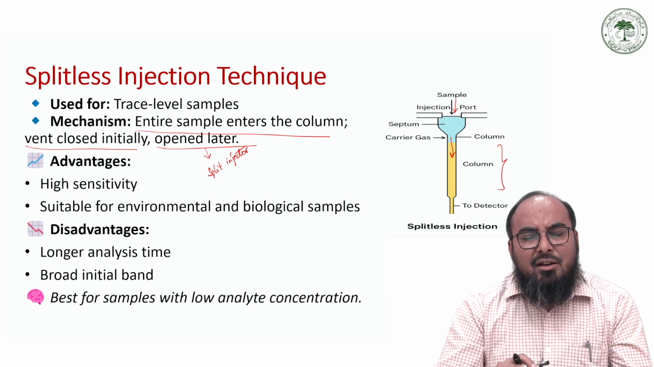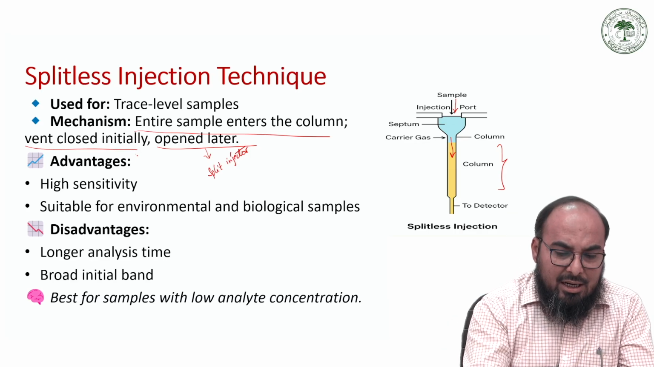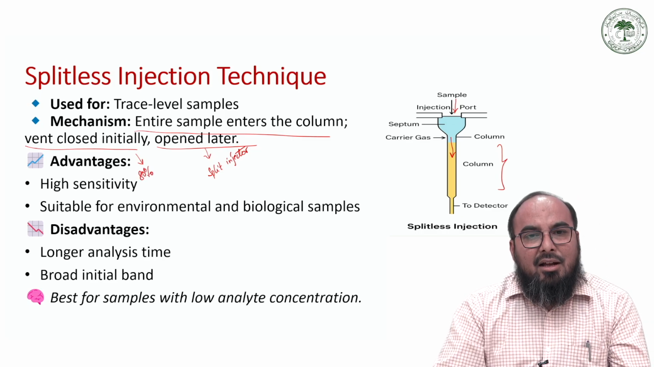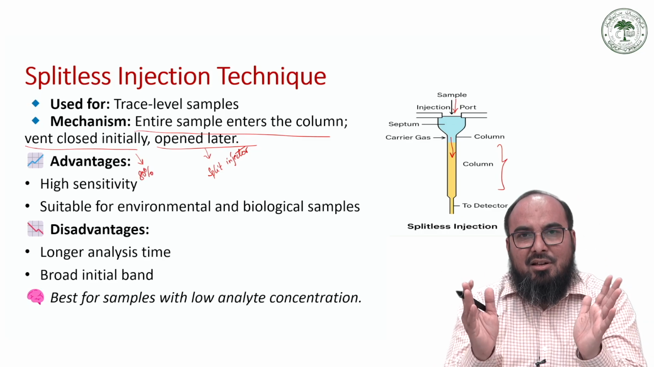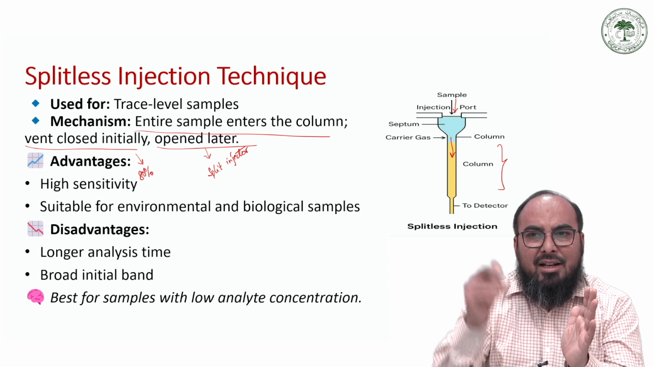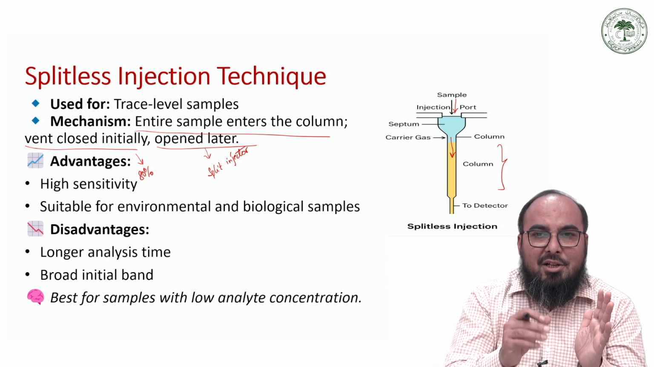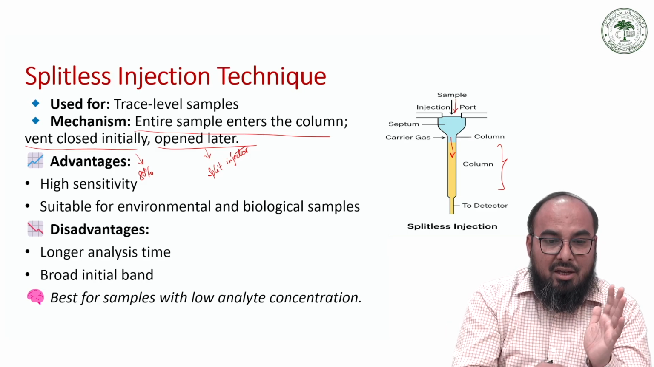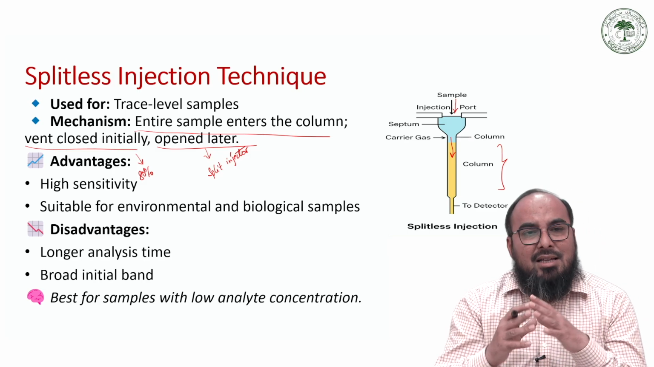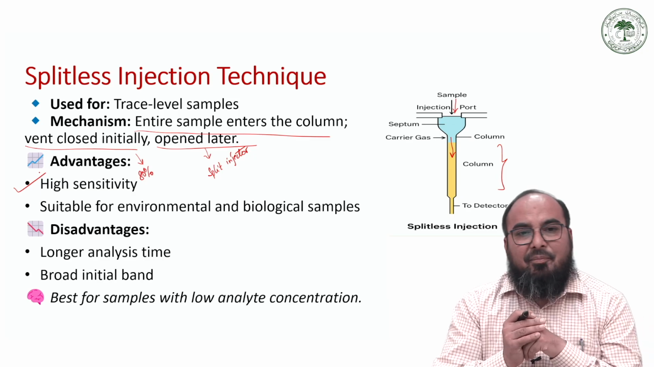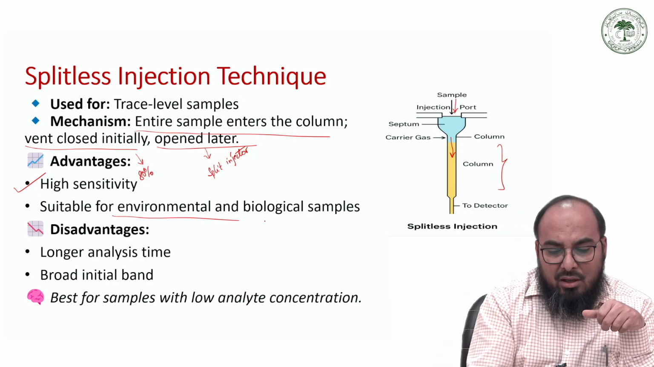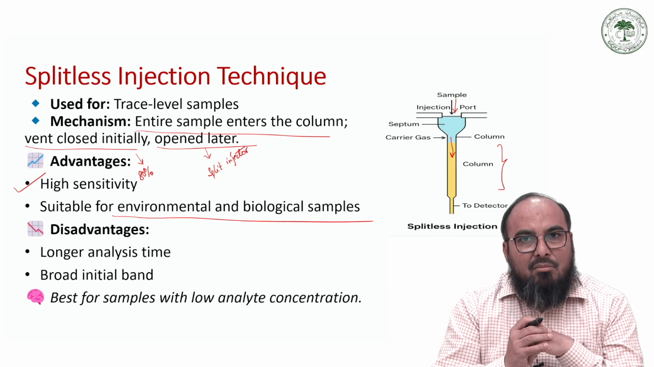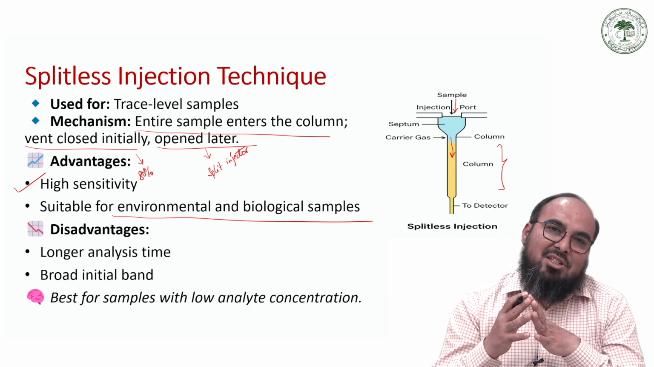Initially, when the vent is closed, almost 80% of the sample goes inside, and after that the vent opens, and when the vent opens, the remaining sample goes. Again, it is good that it is not going to overload your system. The beauty of this splitless technique is that it gives you very high sensitivity, and it is very suitable for environmental and biological samples. But at the same time, it also has some disadvantages.